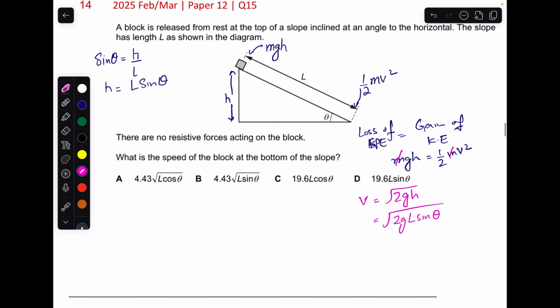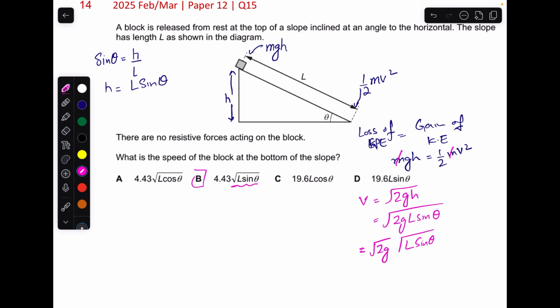Still we don't have any option here. So okay, if you see, this can be written as under root 2g under root L sine theta. Even if you look at the options now, you can easily judge this is the only form that we have. But for surety, you can also find the value of under root 2g. Okay, yes, this will give you 4.429 under root L sine theta. That is option B.